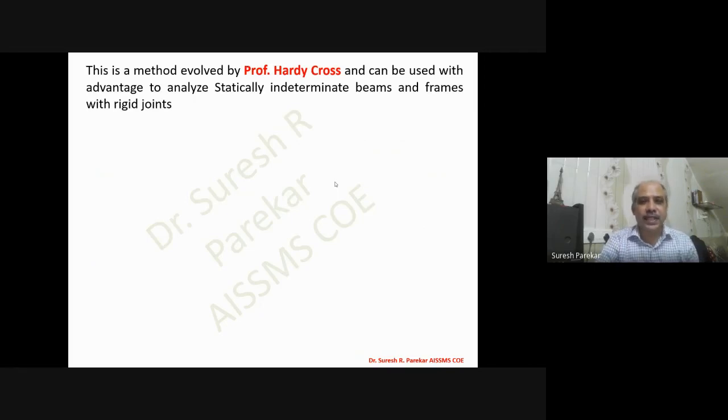Now we will first see the history of this. This method was developed by R.D. Cross, a great personality, and is used with advantage to analyze statically indeterminate beams and frames with rigid joints. Now in this we will see what the stiffness of a member is when the farther end is fixed or the farther end is simply supported.